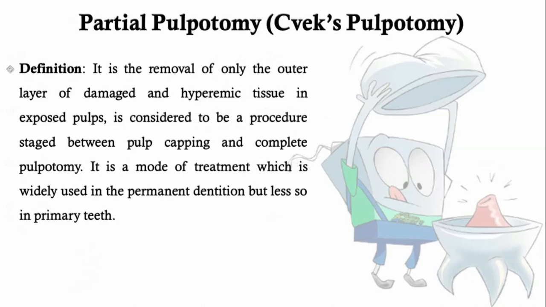So next one is partial pulpotomy. Generally, this question is asked for the UG exams, that is called Cvek pulpotomy. It is the removal of only the outer layer of damaged and hypertensive tissue in the exposed pulp. It is considered to be the procedure stage between pulp capping and complete pulpotomy. It is a mode of treatment which is widely used in the permanent dentition but less in the primary teeth.